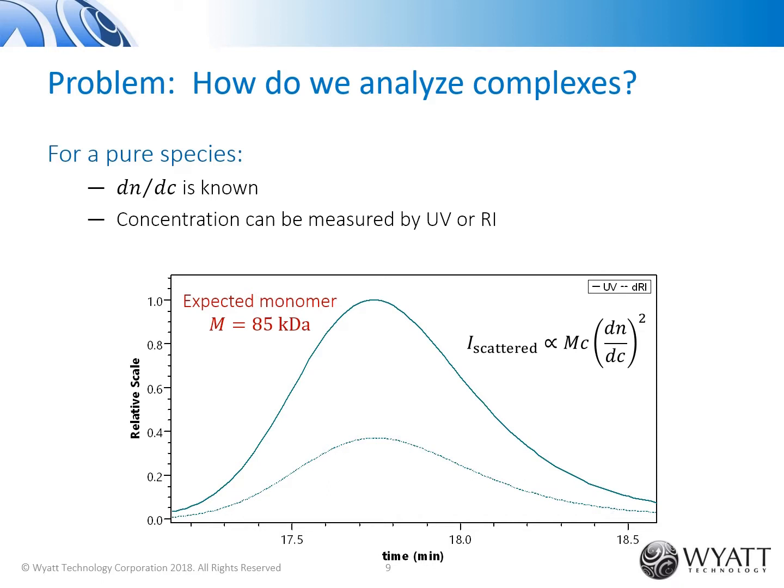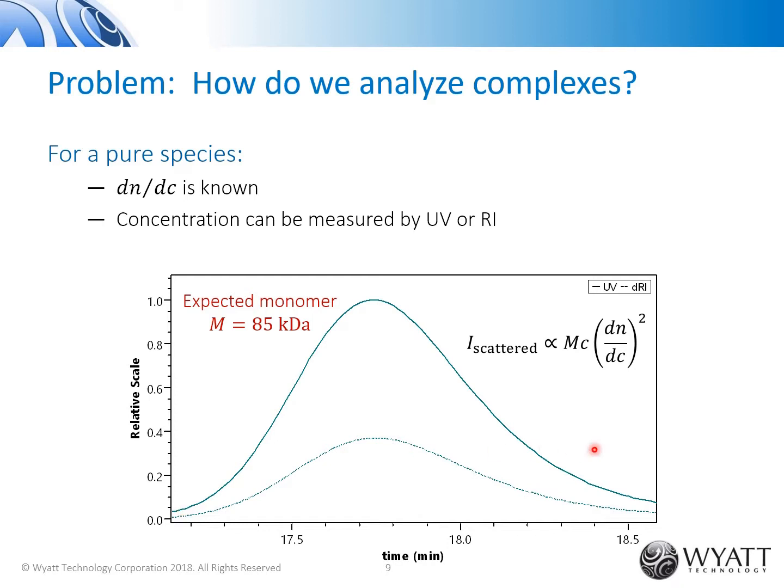So all these ideas are well and good for a pure species, like a pure protein or a pure DNA. But what happens if you have a complex, something like a pegylated protein or an RNA conjugated to a polysaccharide dendrimer? So here's an example of a protein whose monomer is expected to be 85 kilodaltons. This solid line is the UV chromatogram, and this dashed line is the DRI measured at the same time. I've left the light scattering off just for clarity.